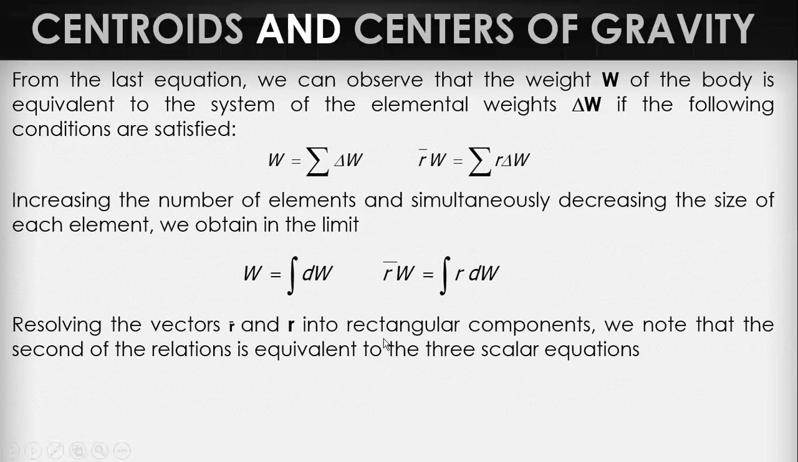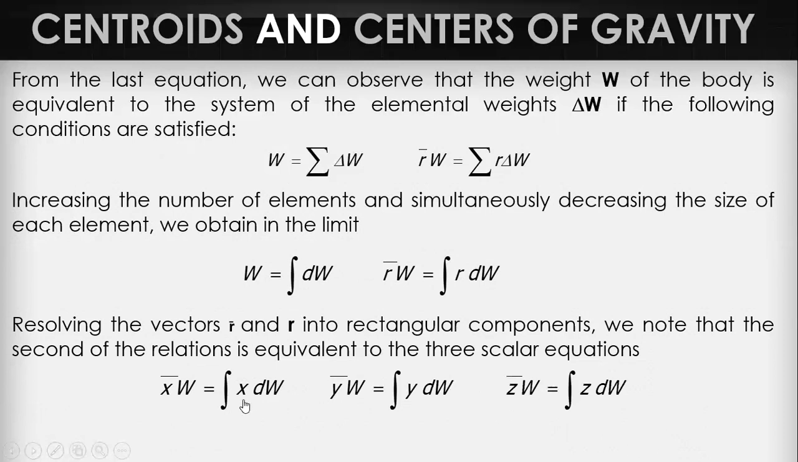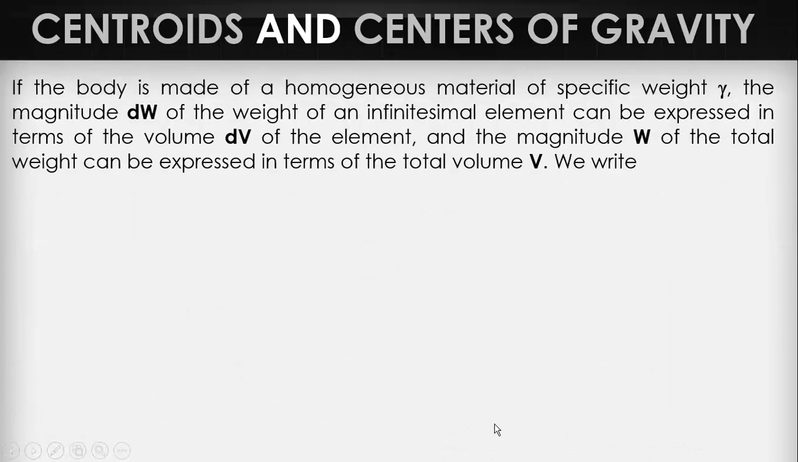Resolving the vectors R bar and R, this one, into rectangular components. We all know from forces in space that the coordinates of R are xi plus yj plus zk, x, y, z. Therefore, for R bar, x bar, y bar, and z bar also. So, if we resolve these vectors, R bar and R, into rectangular components, we note that the second of the relations, this one, is equivalent to the three scalar equations. Okay, x bar, for R we have x, and then y bar, and then z bar. We just resolved R bar and R into rectangular components. X bar, y bar, z bar, and then x, y, and then z.